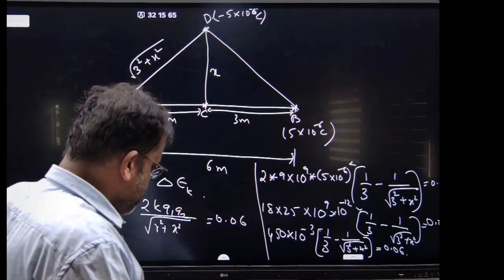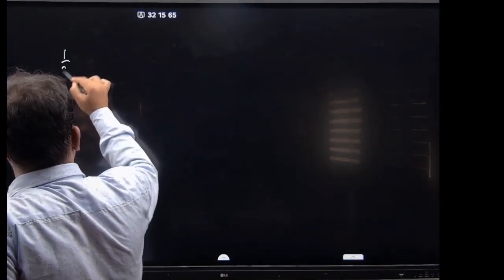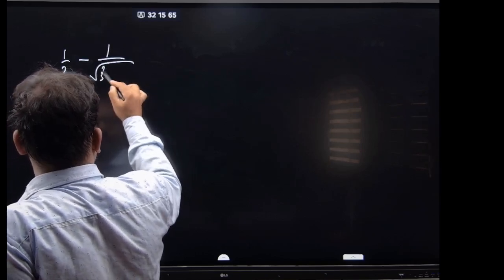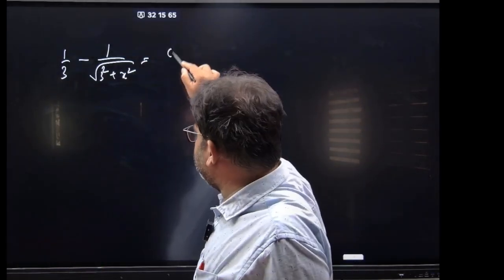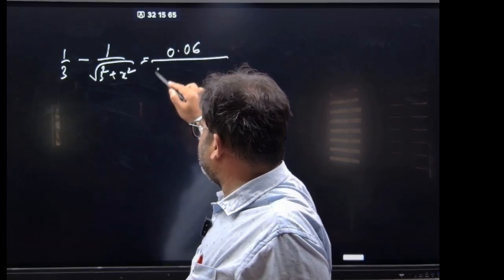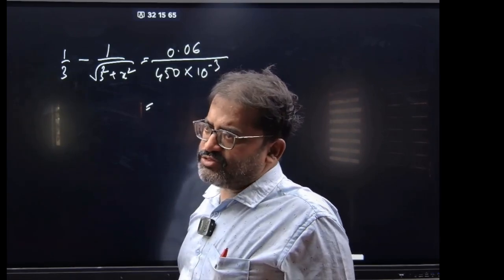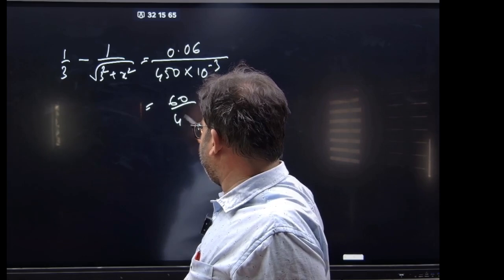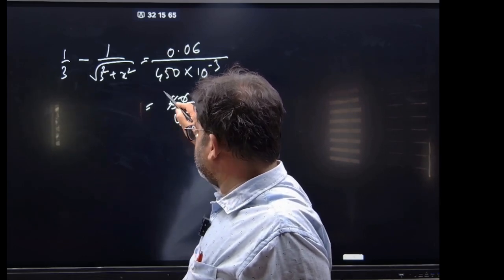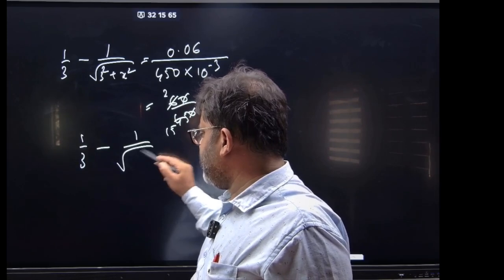Right? So, here we can write 1 by 3 minus 1 by root of 3 square plus x square equal to 0.06 on the left hand side, and from the right hand side we are going to get 450 into 10 to the power of minus 3, that gives me 0.06 into 10 to the power of 3, that gives me 60 divided by 450. So this cancels off, 3 times 2, 3 times 15, that means 1 by 3 minus 1 by root of 3 square plus x square.